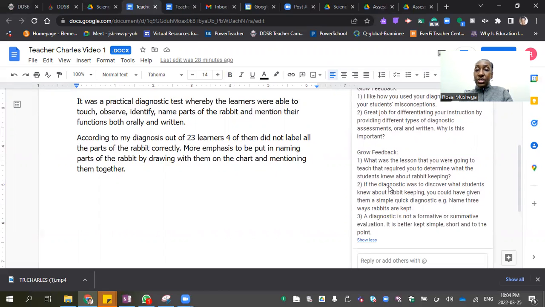And then if the diagnostic was to discover what students knew about rabbit keeping, you could have given them a simple, quick diagnostic. Name 3 ways rabbits are kept. Done. Okay, write it on a piece of paper or tell me orally, and you've got your information there. Write down the answers that they give and you have your information. So no need to go into a whole slew of questions, which I saw on the blackboard in the video. Too many questions for a diagnostic. It has to be simple and it has to be related to the topic, to drive your instruction.